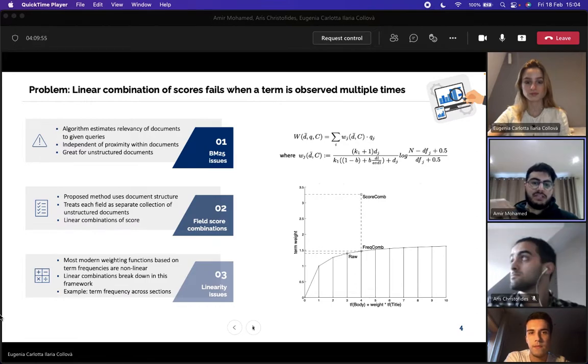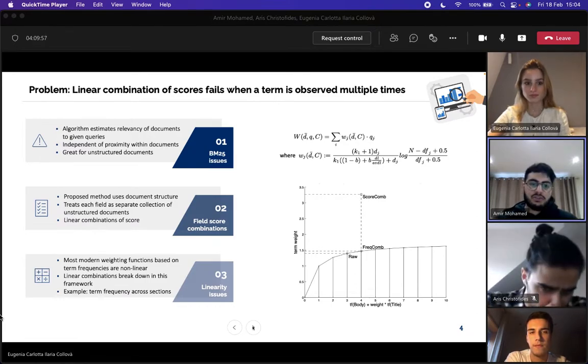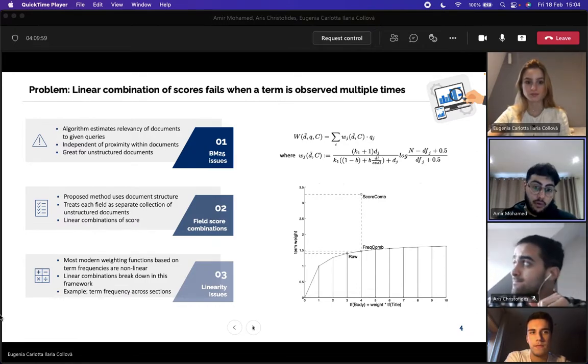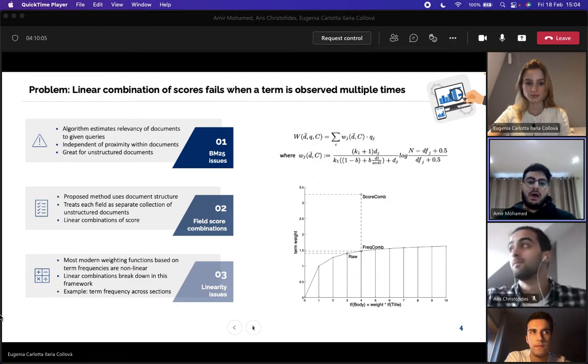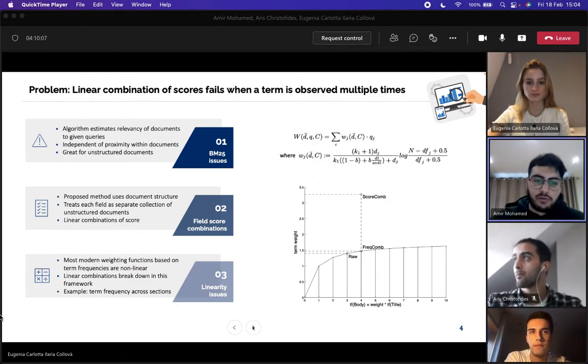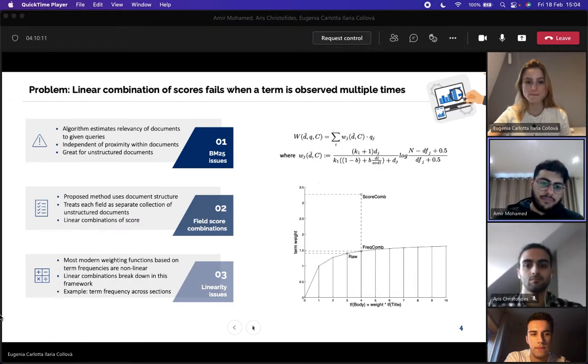The log function represents the inverse document frequency, which is dependent on the importance of a word within a query, and the term frequency and the length of the document are also accounted for. The whole algorithm is independent of the proximity of the term in the document, and it is great for unstructured documents. However, this does not take into account where the word appears within the document.